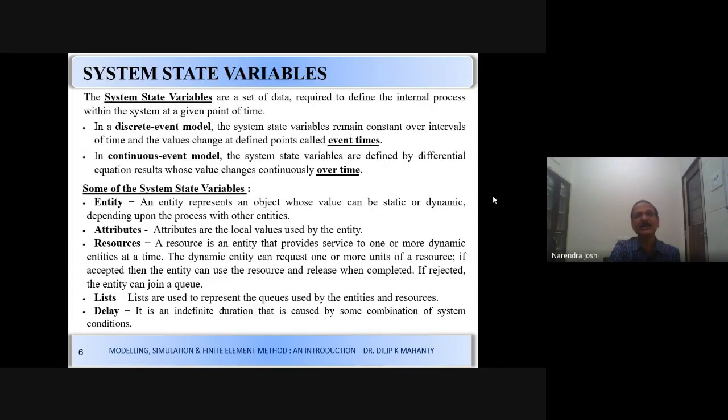Now, let's see what is a discrete simulation. Before that, system state variables are a set of data. They are required to define the internal process within the system at a given point of time. So there will be a discrete event or a continuous event. Discrete event is basically one which changes at defined points called event times, and does not change over time. Continuous event models are changing over time. Some of the system state variables are entity, attributes, resources, lists, delay. These are defined in this slide.